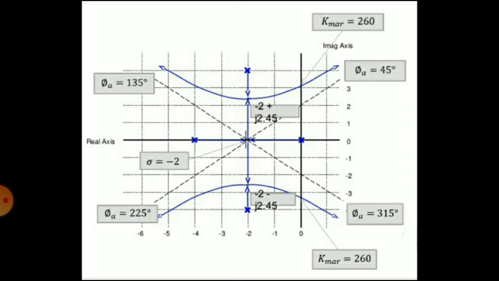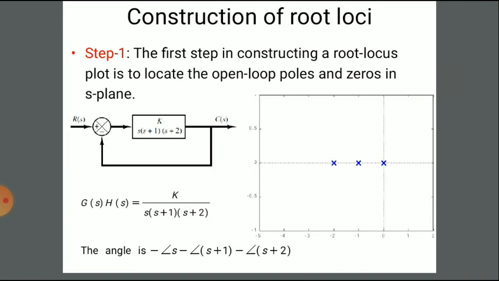So you can see the centroid, then the asymptotes, and then the root locus on either side. Another example that you will see. Step 1, construction of root locus. G(s)H(s) is given.